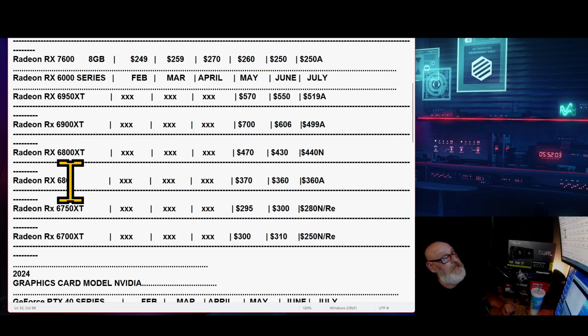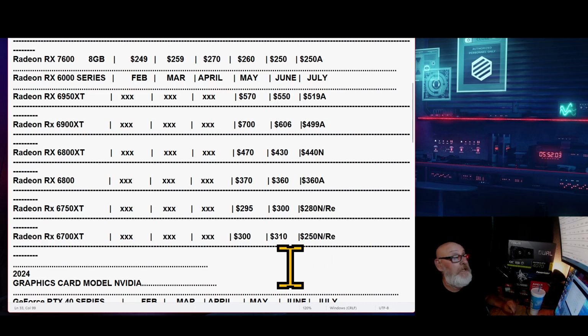And they got the 6800 XT. It started out in May at 470, June 430, but it went up $10 in July, so it's $440 on Newegg. The 6800: we got 370 in May, 360 in June, and 360 in July, and that's on Amazon. Now looking at the 6750 XT, it was 295 in May, 300 in June, and it was 280 this month. But it's a refurbished, on Newegg.